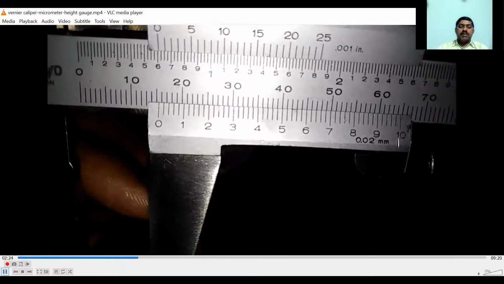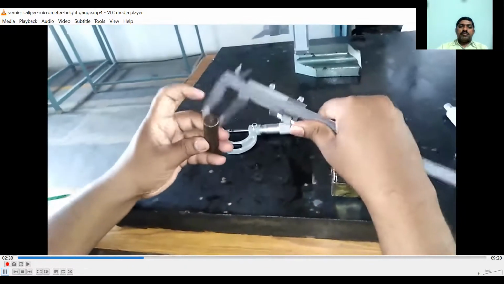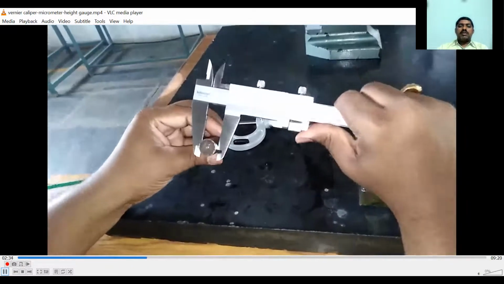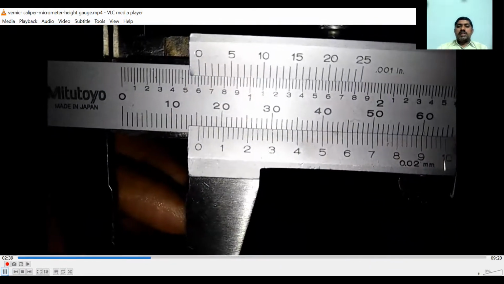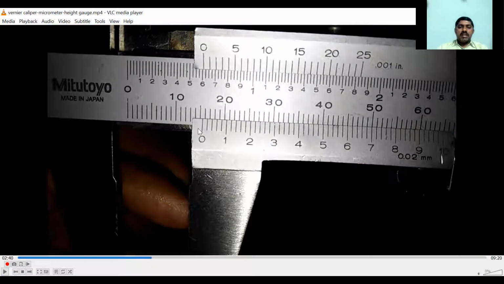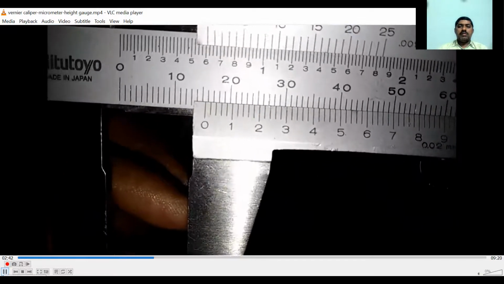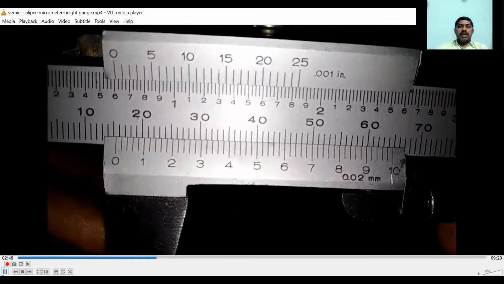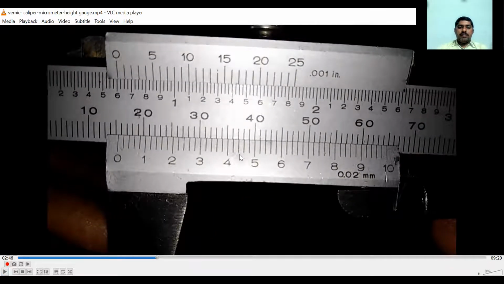Now again we will change the position of the jaws on the workpiece. Again we will place the workpiece between the two jaws at a different position and take the measurement. Again the main scale division is 15. The fifth division is coinciding with the main scale division. Each number has 5 divisions, so we have a total of 25 divisions.